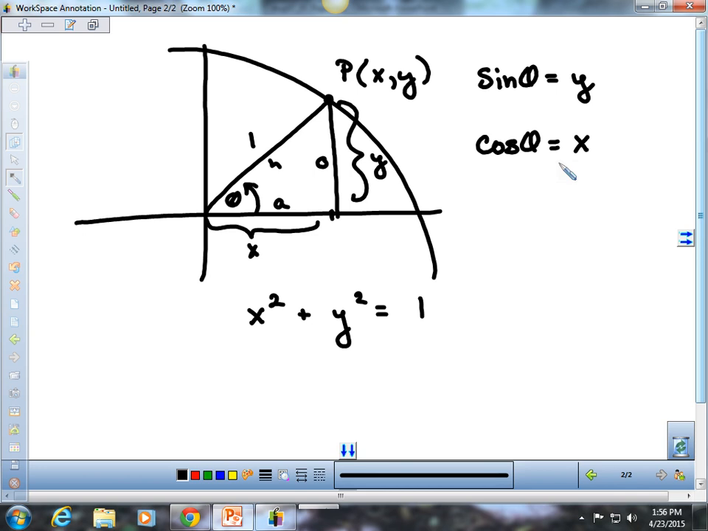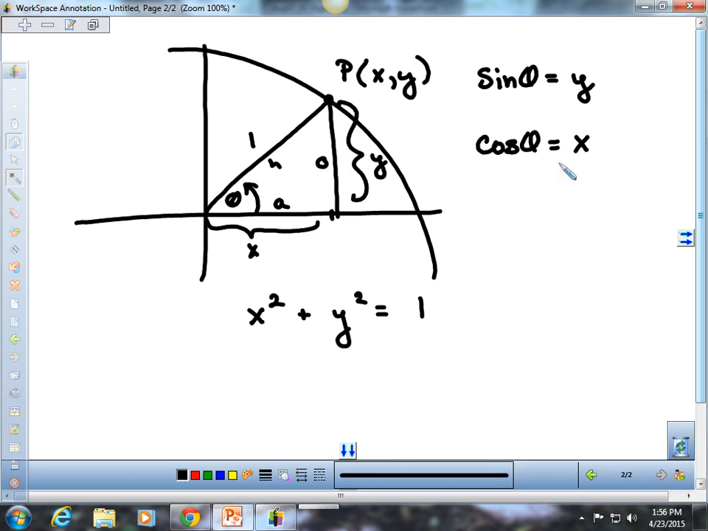If we are in a what? Unit circle. If we're in a unit circle. If we're in any other circle, then sine would be y divided by whatever your radius is, and cosine x divided by whatever your radius is. But in a unit circle, that radius is 1. So the sine of your angle is just the y-coordinate, the cosine is your x-coordinate.